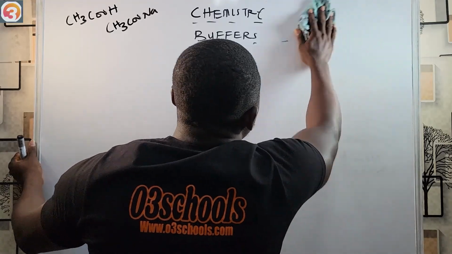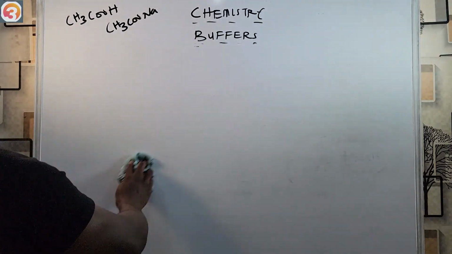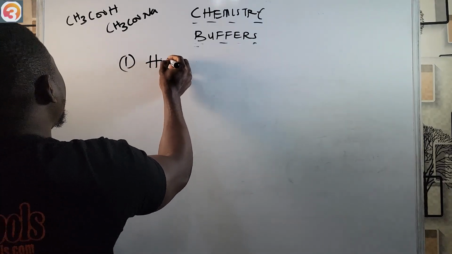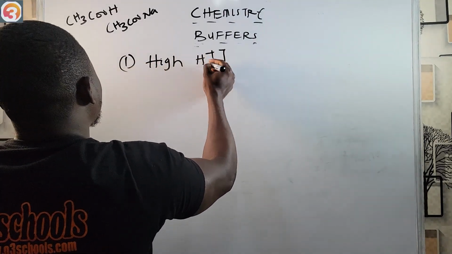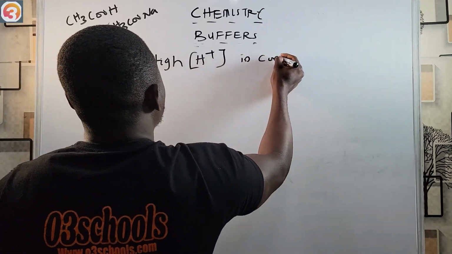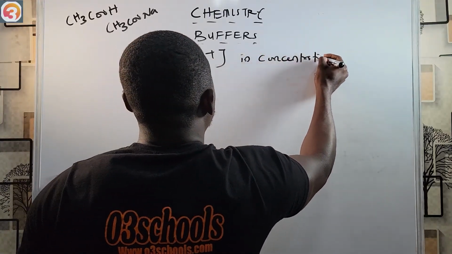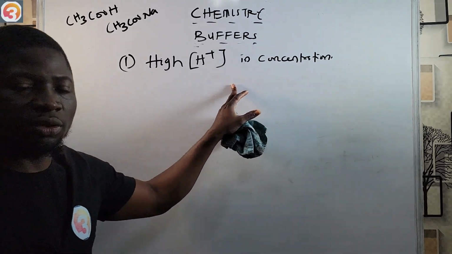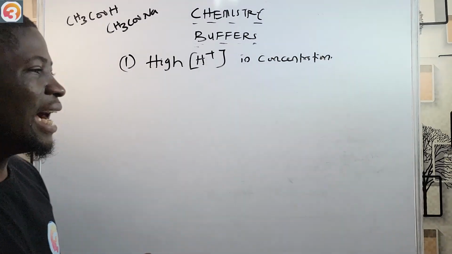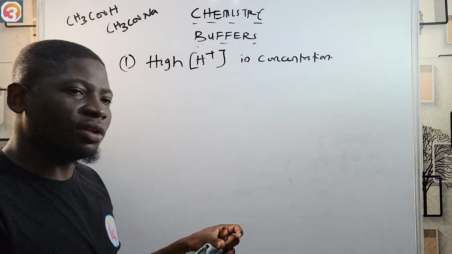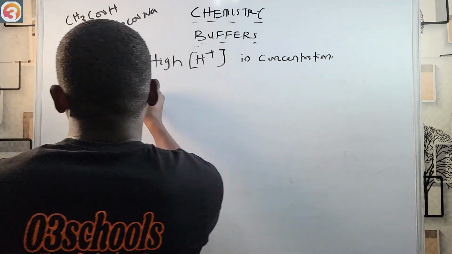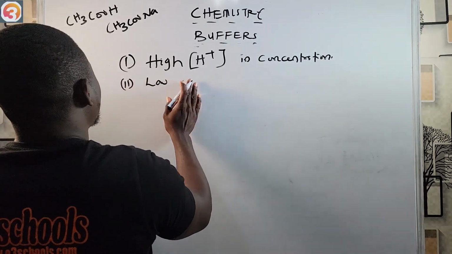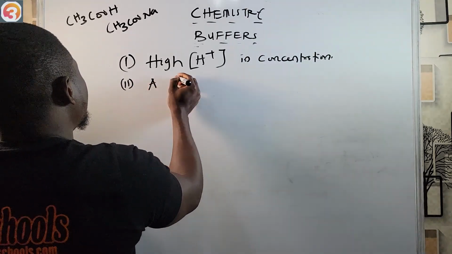What characteristics does a strong acid have? Number 1, a strong acid has a high hydrogen ion concentration. Simple as ABC. And a strong acid will also have a low, or let me say a small, pH.